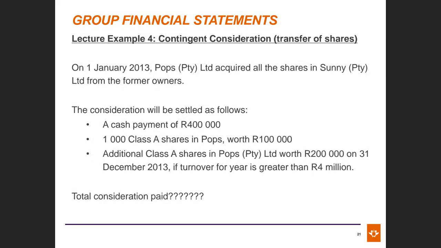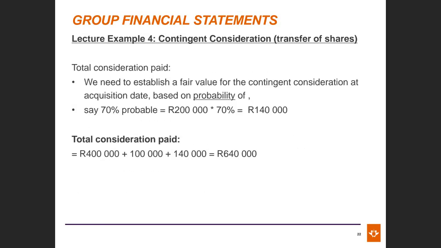Sorry, the value of the shares is 200,000. Then we need to multiply that by the probability being 70%. That will give us the contingent consideration of 140,000. So now we need to add together all of the consideration.